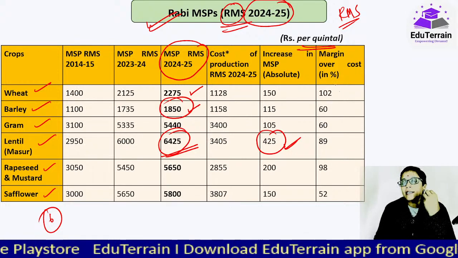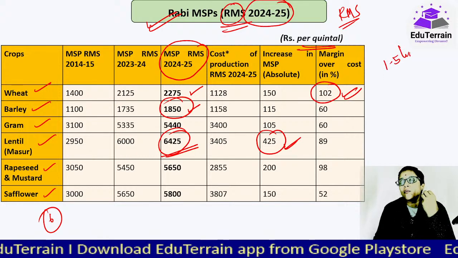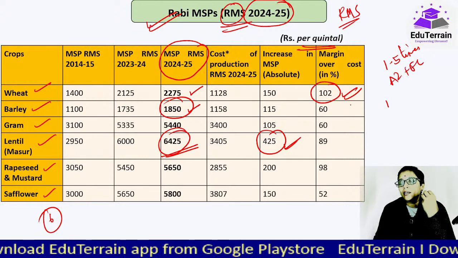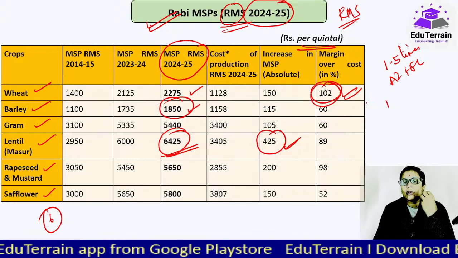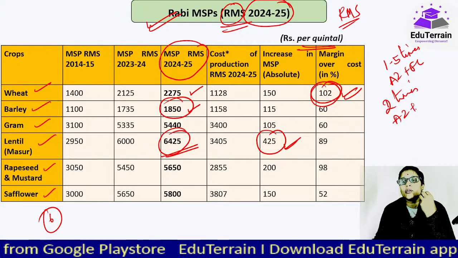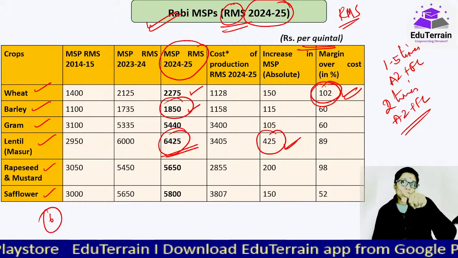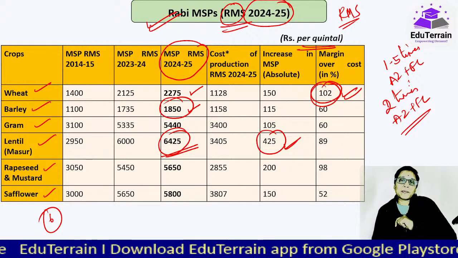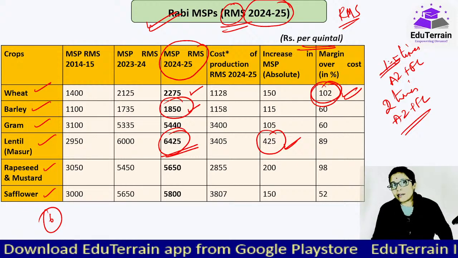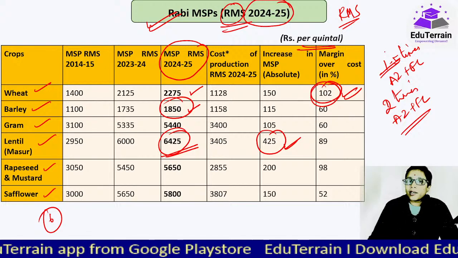Okay, so here it is wheat that has received the highest margin over, that is normally 1.5 times A2 plus FL, right? Here it is more than that, more than 1.5 times, so almost double, almost two times of A2 FL has received. Okay, but when we look at the comprehensive costing, this will go down to 1.3% or 1.4%, so not even 1.5 times when we take comprehensive costing into account. So this is about the Rabi MSPs.